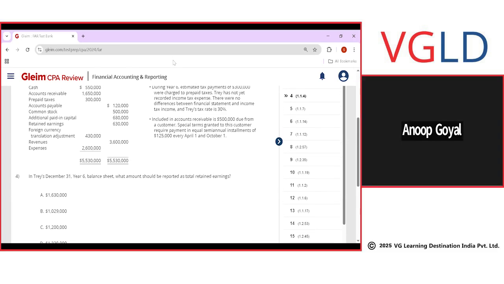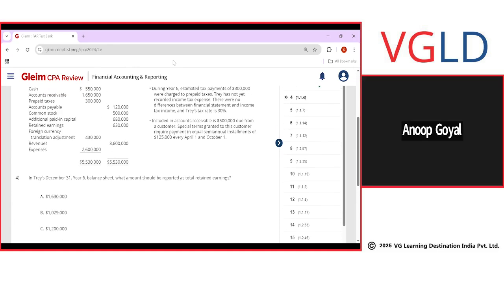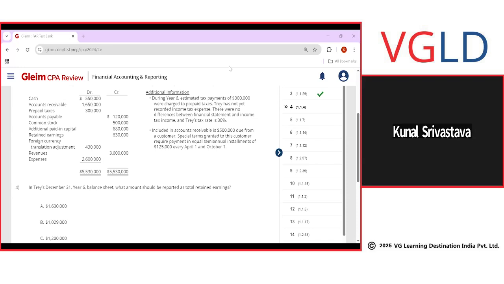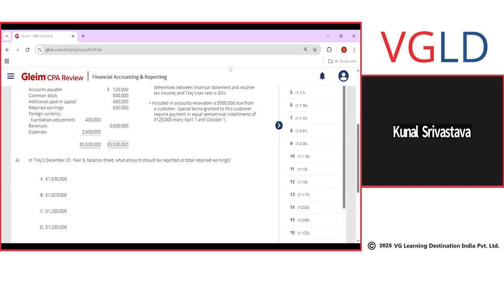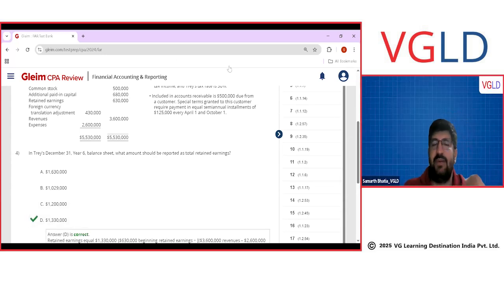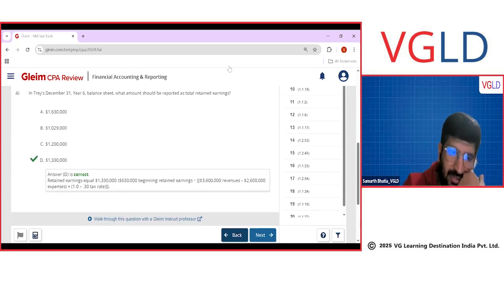Option D. Great. I want one or two more answers. Option D. Great. What about others? Anyone else? Option D, till the time this 5 lakh account receivable has some adjustment. Okay. Absolutely correct. How we will do it?